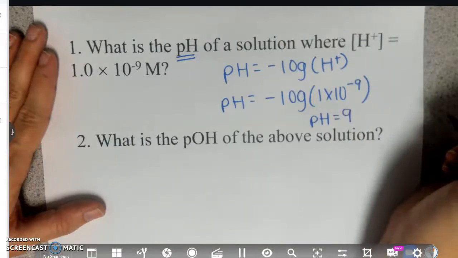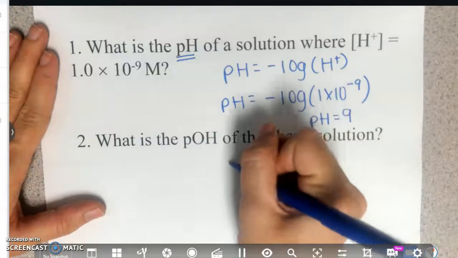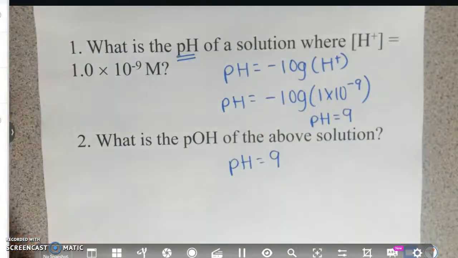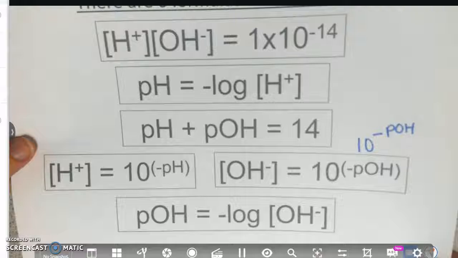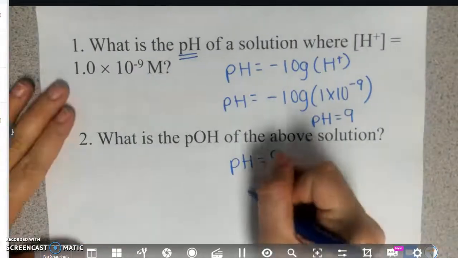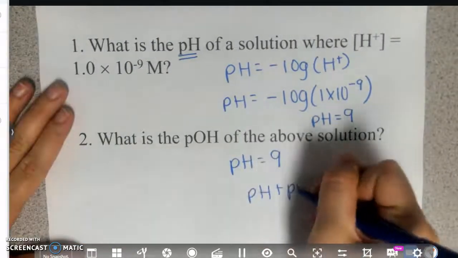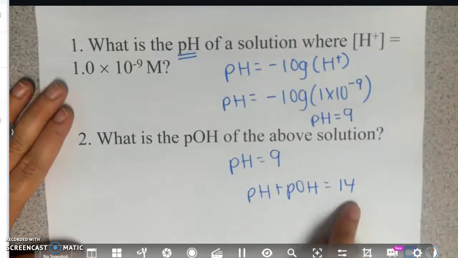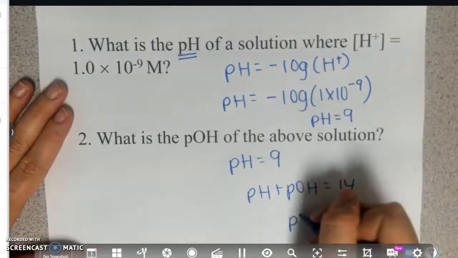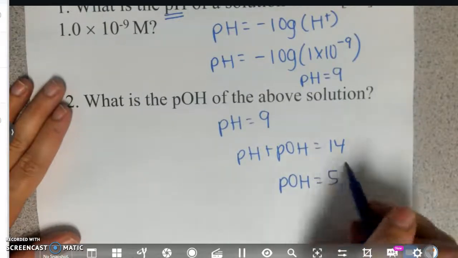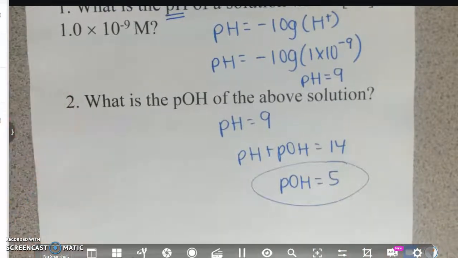Now part 2, what's the pOH of this? I know pH is 9. Go to our formula list. pH plus pOH equals 14. And so, if my pH is 9, I know they have to add up to equal 14. My pOH is 5. Boom.